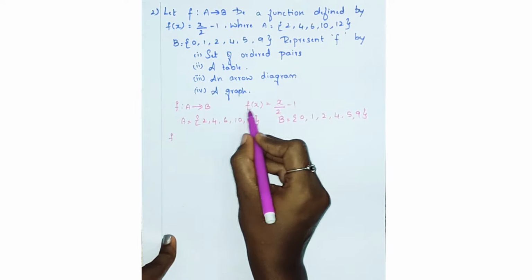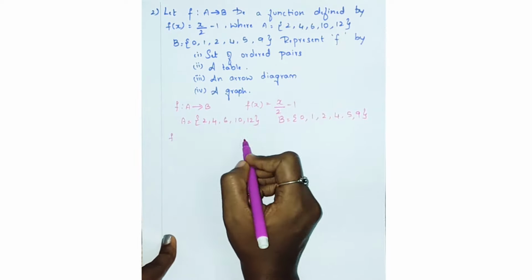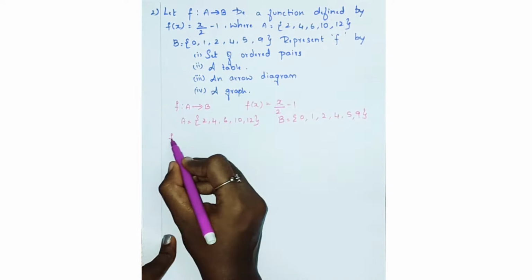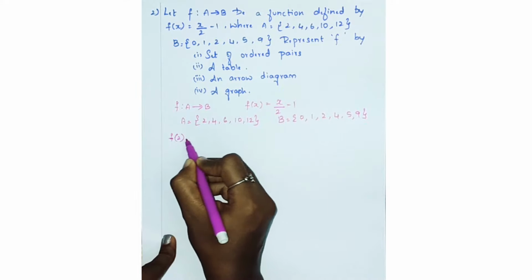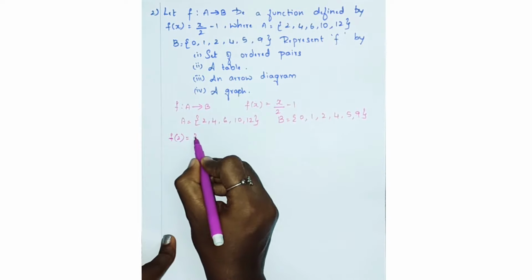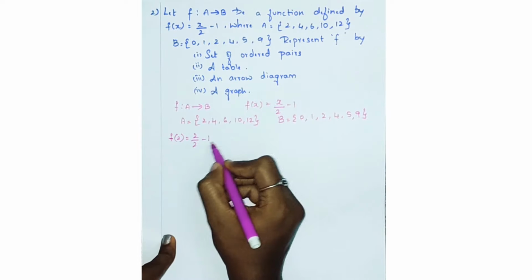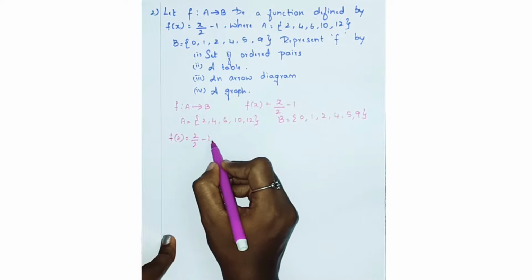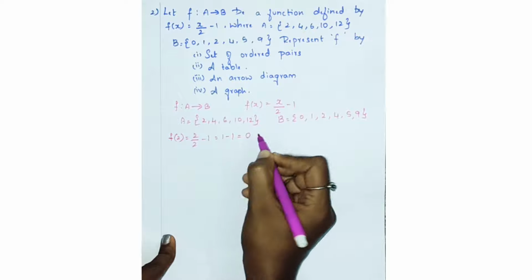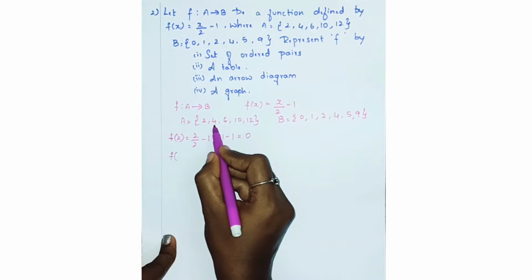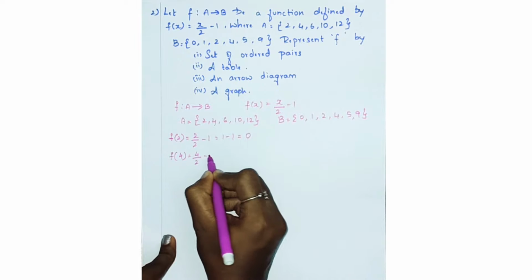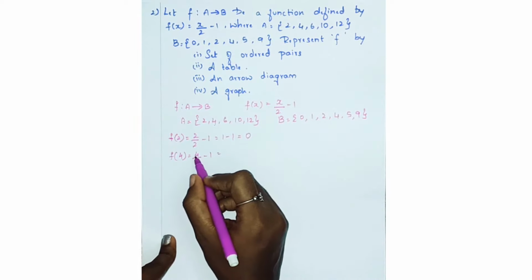Means in the place of x, first you substitute 2, take the value, next you substitute 4, take the value, next 6, like that. Okay, so first we'll do f of 2. So f of 2 in the sense wherever you have x, substitute 2. So 2 by 2 minus 1. So 2 by 2 is 1. So 1 minus 1 is what? It's 0. Okay, next f of 4, which is 4 by 2 minus 1, which is 2 minus 1.